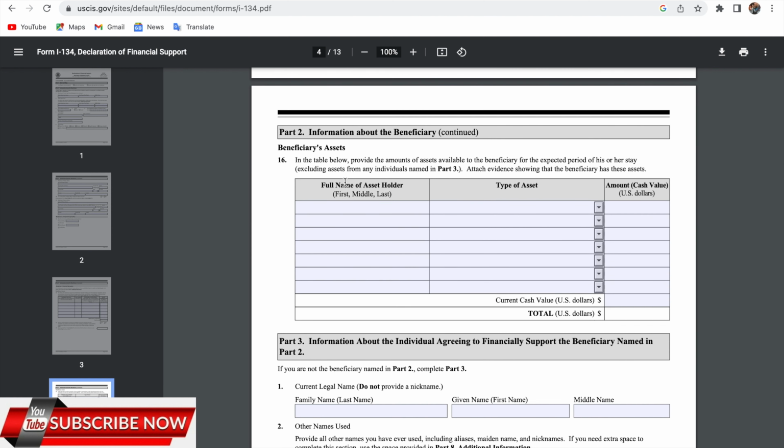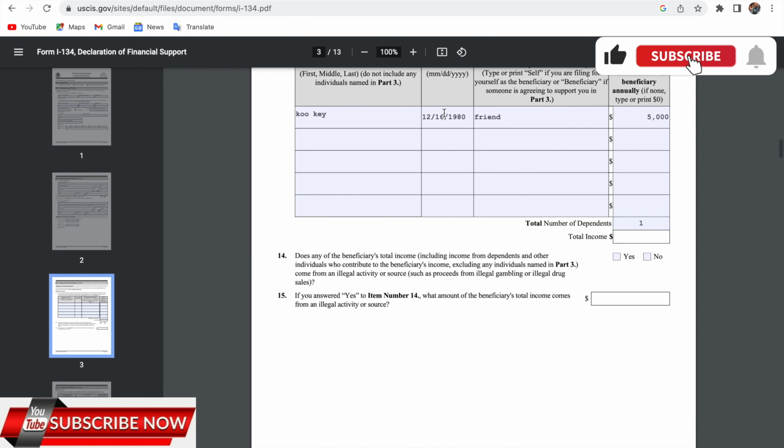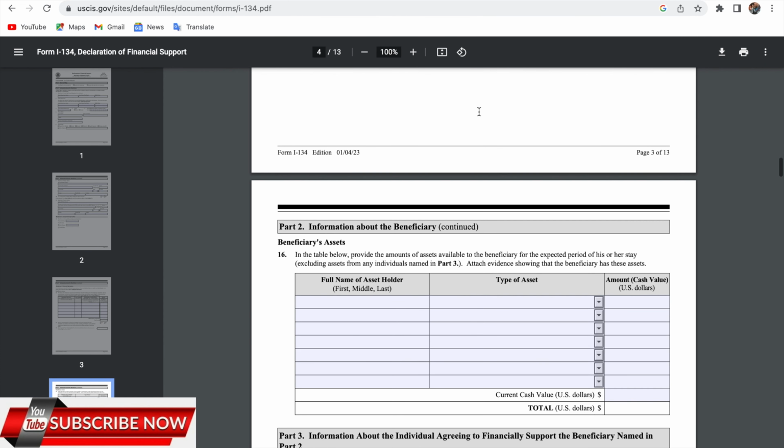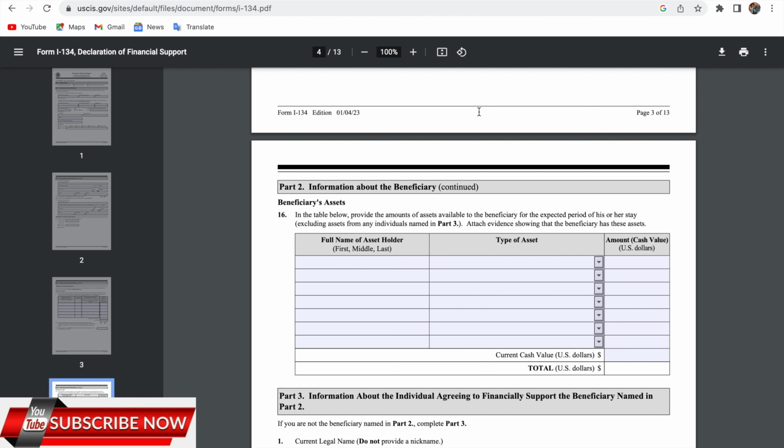So part 2, beneficiary's assets. So all the assets that the beneficiary has. If you remember, for the beneficiary they asked for their contribution income. Now they are asking for the assets that the beneficiary has. So you just put in the beneficiary's name over there, and I put in type of asset. So what type of asset does the person have?